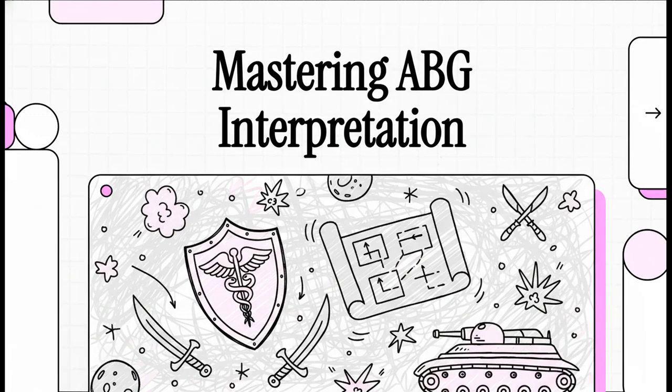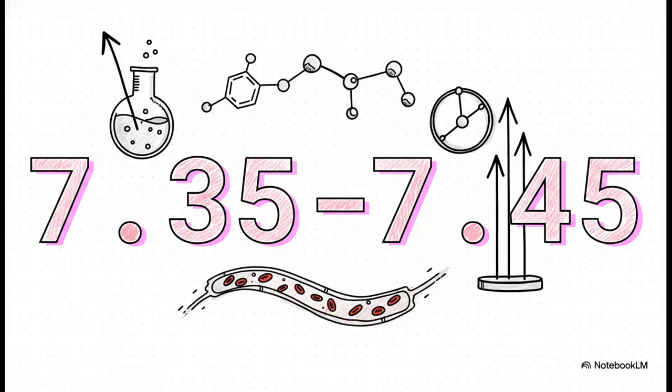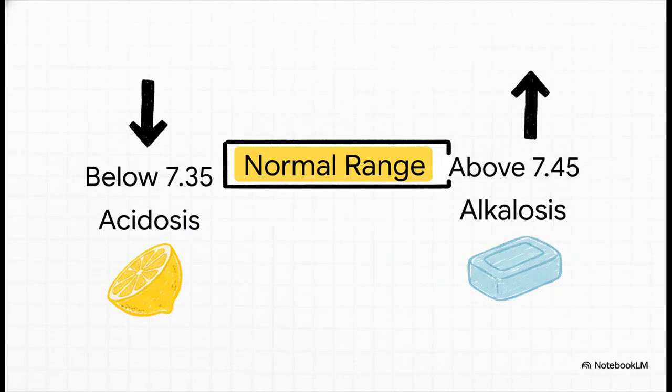All right, listen up. The 28-second blitz. Here's how you decode any ABG fast. Step 1, check the pH. It's your anchor, your first move, always. The range is tight, 7.35 to 7.45. That's the zone. Below 7.35, acidosis. Above 7.45, alkalosis. Simple. No exceptions.